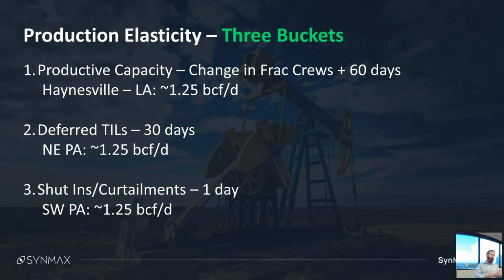So a big part of what we do at SynMax is keeping our customers informed. When we see changes in production, what is that due to? How is production elastically responding to price? And what levers are producers moving, and what levers do producers have left to move in order to change production should conditions change?